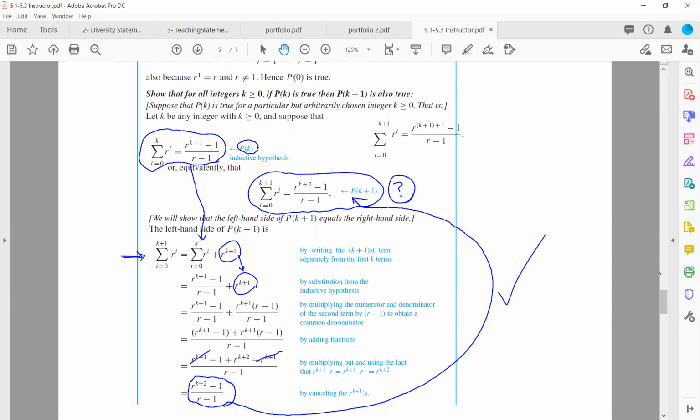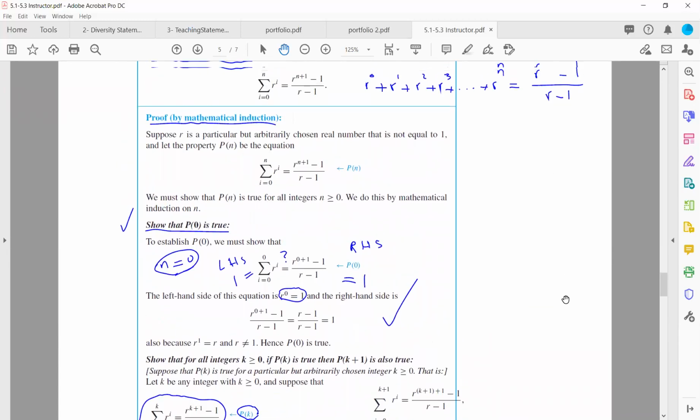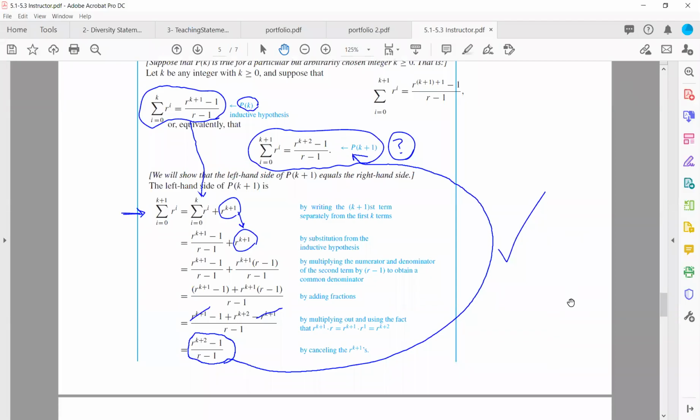So, because of mathematical induction, we say that the statement itself is true. We just proved the sum of a geometric sequence. Another example for you.